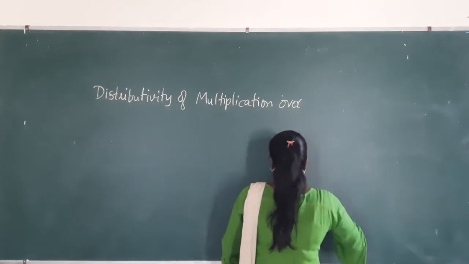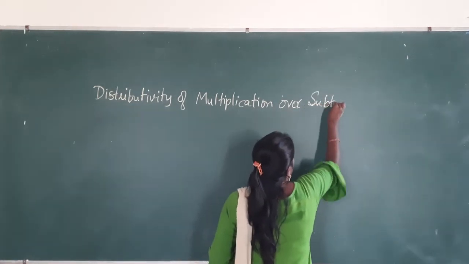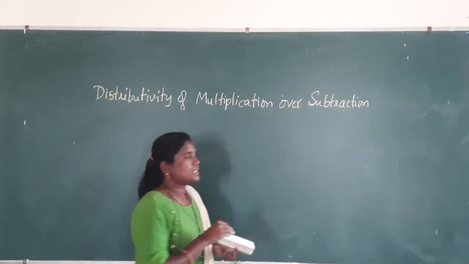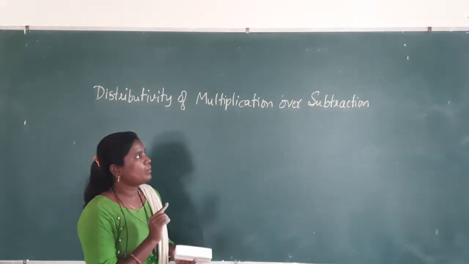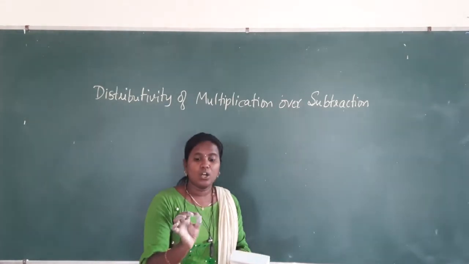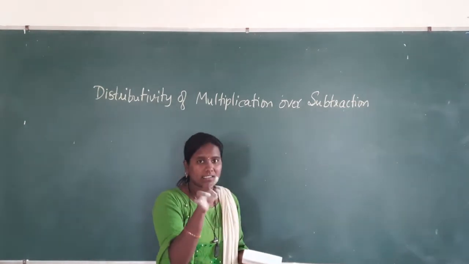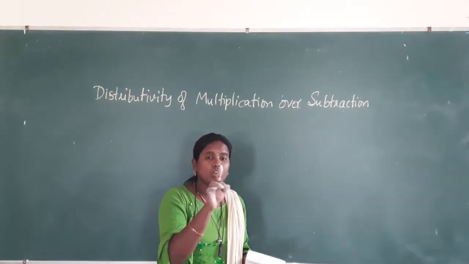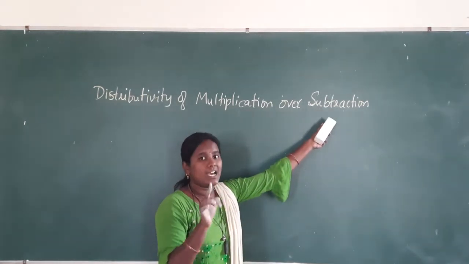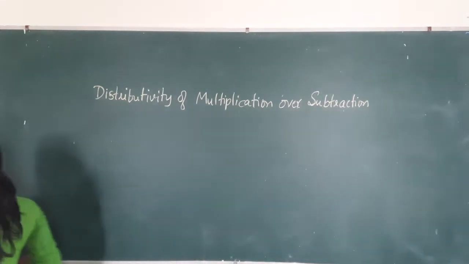Multiplication over subtraction. See the spelling of subtraction: S-U-B-T-R-A-C-T-I-O-N. Subtraction, not the S-U-B-S you used to write. That is wrong. It is S-U-B-T-R-A-C-T-I-O-N.